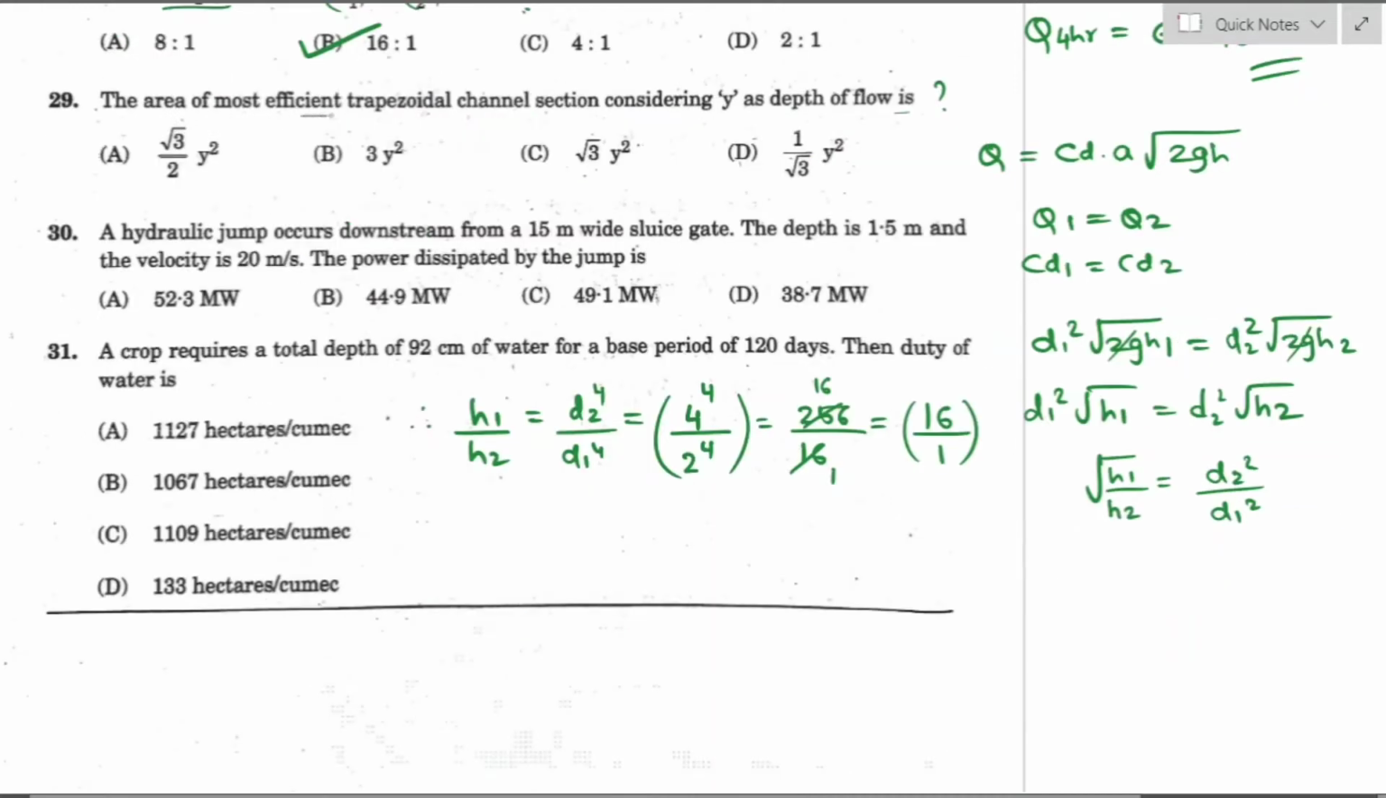Question number 29. The area of the most efficient trapezoidal channel section, considering y as the depth of the flow. So for a trapezoidal section to be economical, the area is given by square root of 3 into y square. So option C is the right answer.